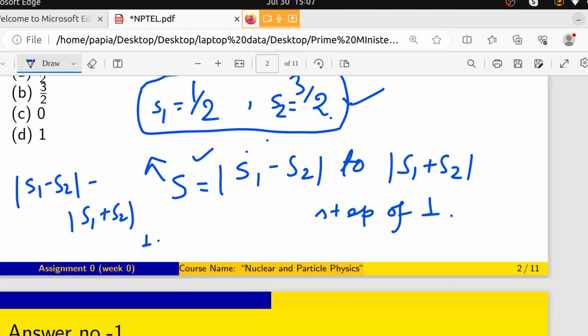Let's say I have a mod of S1 minus S2. So why is it a mod? That means we don't want a minus value. Let's say half minus 3/2. The mod of half minus 3/2 will be what? It is nothing but the value 1. And then for the plus value there is nothing to do with mod. Then what will be the value? It is 2. That means the S value can have 1 to 2 in steps of 1. Obviously in between 1 and 2 there is nothing in steps of 1. That means S can have 2 values, 1 or 2.